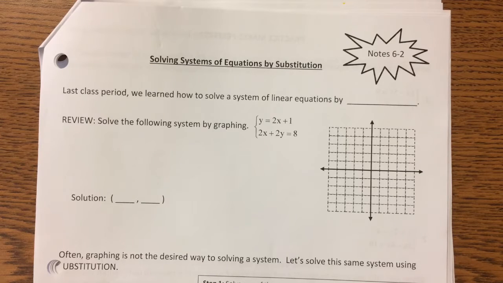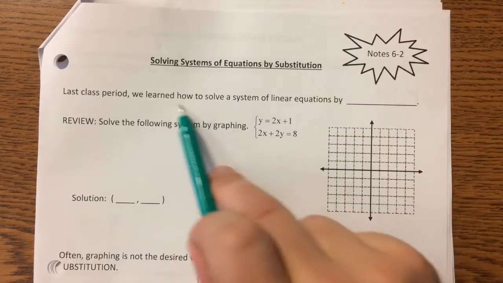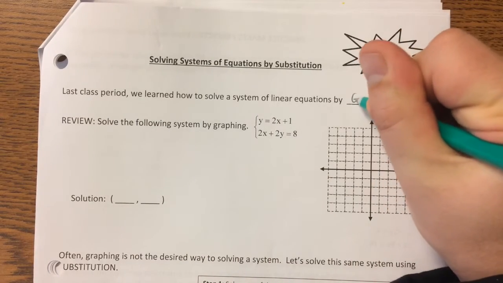So last time, what we did is we learned how to solve a system by graphing. And from the looks of the quizzes, you guys kind of got the hang of that, right? Like basically you just graph the two lines, find where they intersect, and that's the solution.